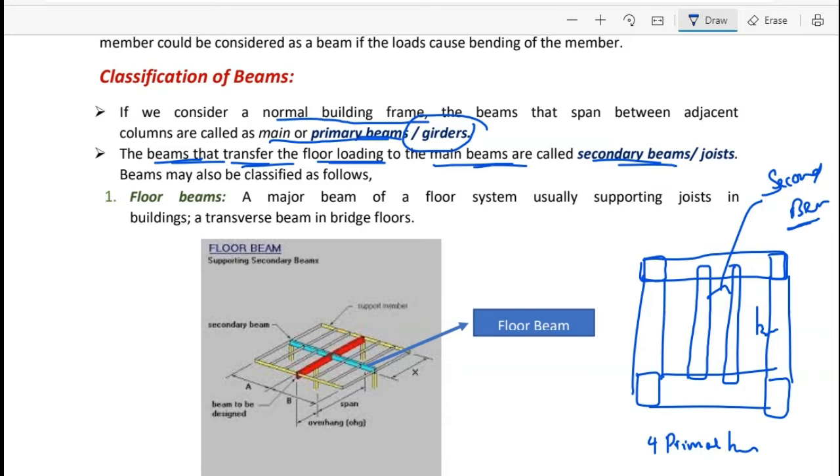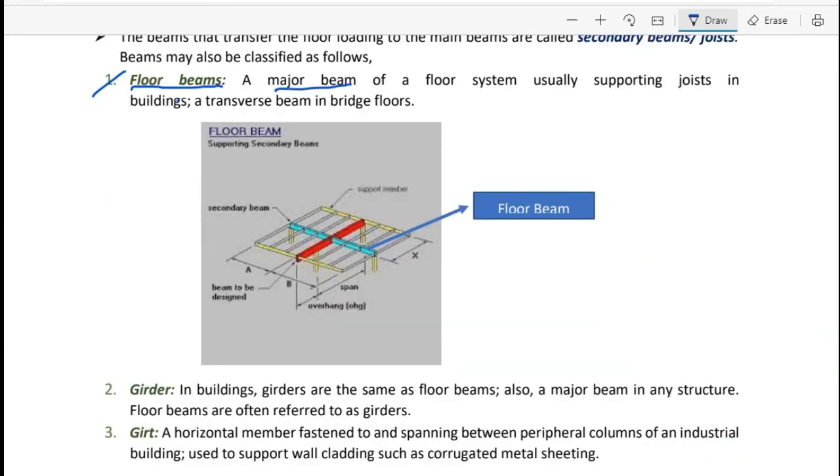Let me give you the various types of beams that we come across when we are constructing the structure. The first one is floor beam. If you consider a floor system, we have a network of beams. As you can see in this figure, the blue color is a beam, the red color is a beam, and the yellow color is a beam, and there are other beams also supporting members, secondary beams, and there are primary beams. If you see here, this blue color is nothing but the main or primary beam.